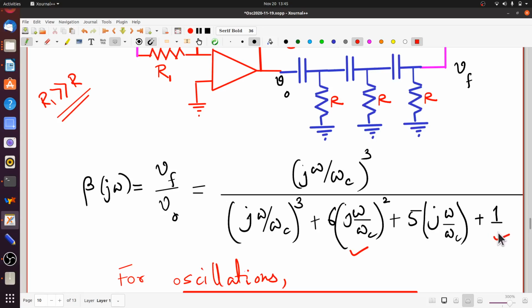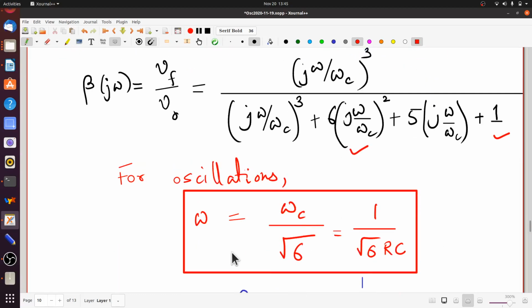That means omega by omega c whole square times 6 must be exactly equal to 1. For oscillations to occur, the frequency has to be equal to omega c by root 6, 1 by root 6 RC. So this is a different value from the previous circuit simply because of the extra loading which each RC stage puts on each other. With the same resistance, same capacitance, you are getting two different oscillation frequencies in the two cases.